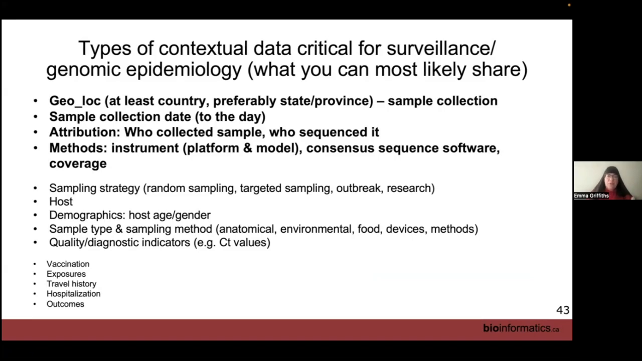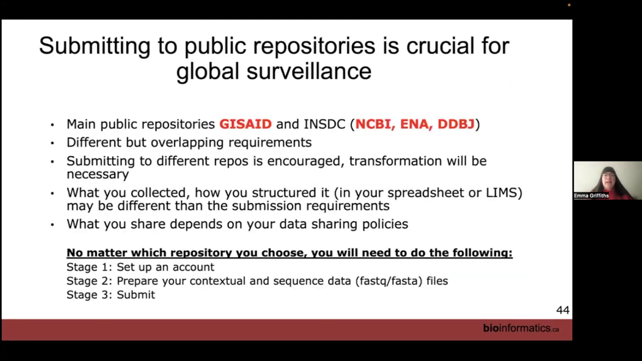When you get to things like sampling strategies or hosts and their demographics, sample types, and any kind of accompanying quality or diagnostic indicators, usually you can share those things. And it may depend on who you're sharing with. Maybe you can't share those publicly. Maybe you can share those in a trusted network. But when you get to things that are very informative, like vaccinations or exposures or travel histories, this is the kind of stuff that you can do a lot of analysis with, but being able to share this information is very, very tricky. So, okay, submitting to public repositories is crucial for global surveillance.